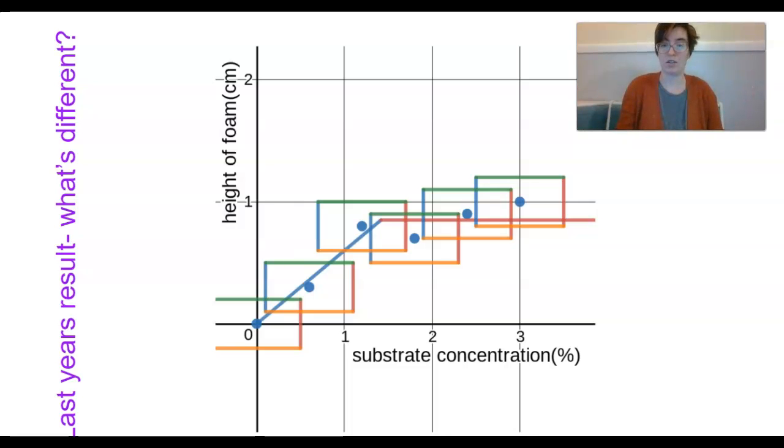I think this year I just probably used a different concentration of yeast and therefore we had more enzyme. I think eventually, if we could have increased the concentration, it would still level off.